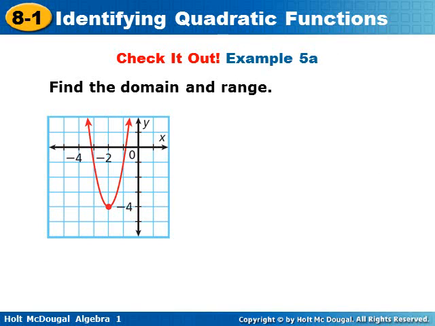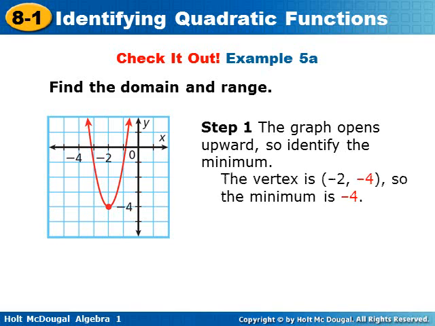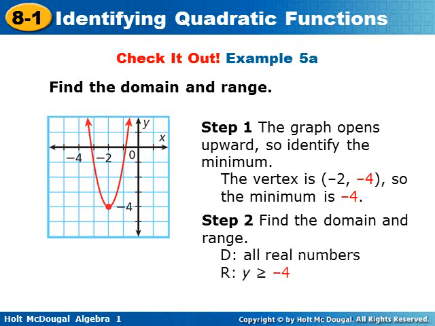Here's one for you to try on your own. Find the domain and range. Step 1, the graph opens upward, so you're going to identify the minimum point. The vertex is negative 2, negative 4, so the minimum is negative 4. Step 2 is to find the domain and range. There was no domain stated, so we assume it's all real numbers. The range then would be any values for y that are greater than or equal to negative 4.